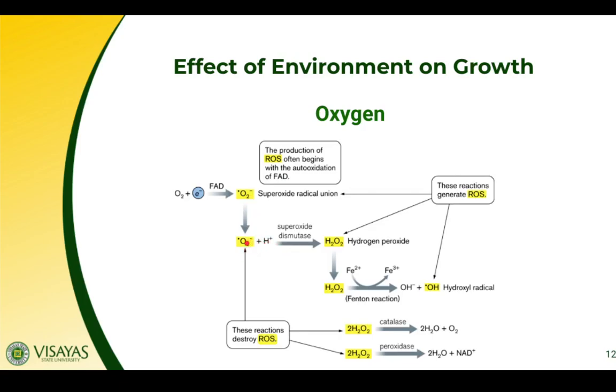Then this superoxide plus a proton, through the catalysis of superoxide dismutase, will produce another ROS called hydrogen peroxide. Now, if the hydrogen peroxide undergoes the Fenton reaction, it will be broken down into hydroxide and hydroxyl, so it will produce the hydroxyl radical. So you now have the formation of three reactive oxygen species: the superoxide radical anion, the hydrogen peroxide, and the hydroxyl radical.